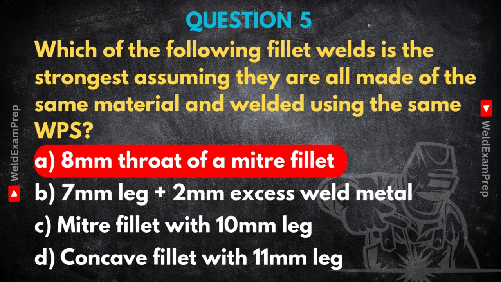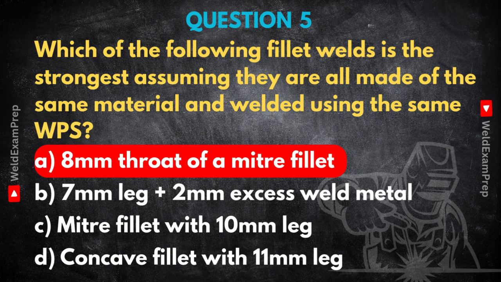Exactly. And finally, option D, a concave fillet with an 11mm leg. Now, concave fillets can look nice, and they can be good for fatigue life because of the smooth transition. But for any given leg length, that concave profile inherently reduces the effective throat thickness compared to a standard miter weld. So even with an 11mm leg, the actual throat will be less than what a miter profile would give, and almost certainly less than our guaranteed 8mm throat in option A. So it really drives home: for strength, always look at the throat thickness first. That's a fantastic summary. Throat thickness is king for fillet weld strength.